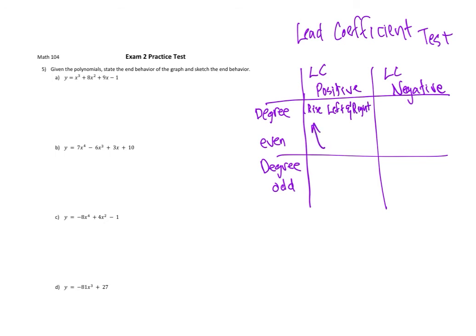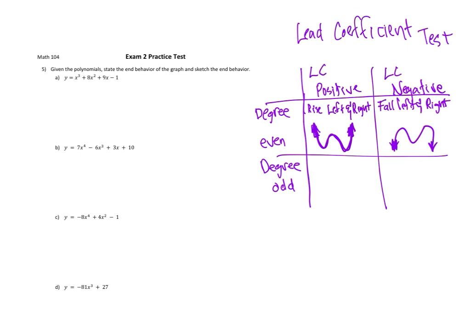So the sketch will look something like this. I'm not 100% sure if that's exactly what everyone will look like, but we're more worried about what these end behaviors are doing. Okay, they're both going up. Now, if our leading coefficient's negative and our degree is even, we are going to fall left and right. So it looks something like that.